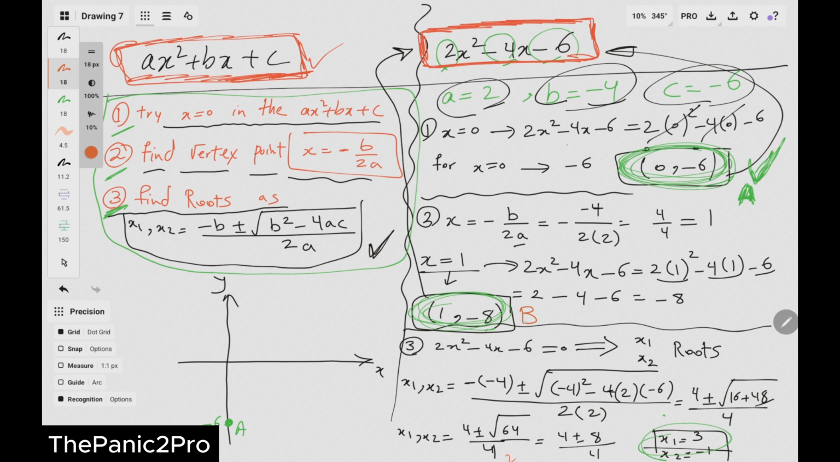Then point B, I'm going to call this B, is 1 and minus 8. Let's just imagine this is 1 and here is minus 8. So B was our vertex point. And then I have two other points here. One point is x = 3, another point is x = minus 1.